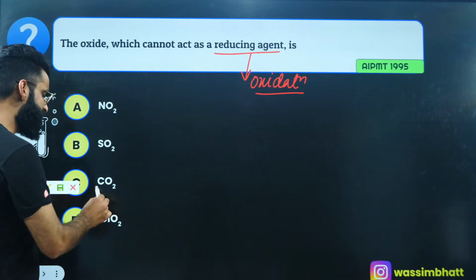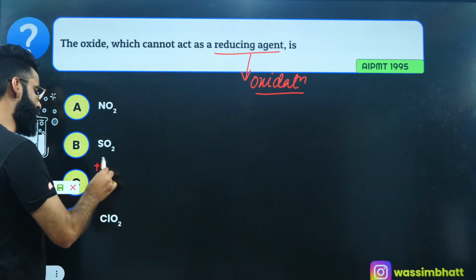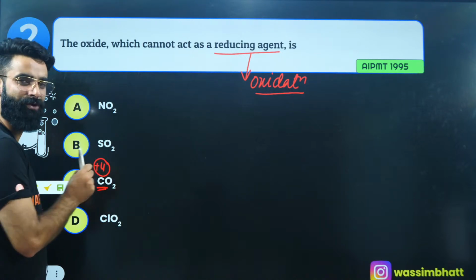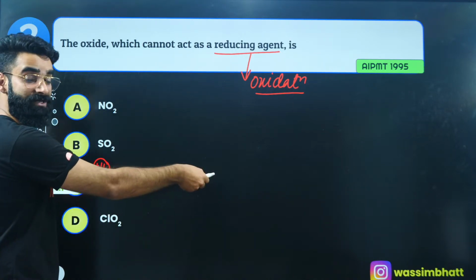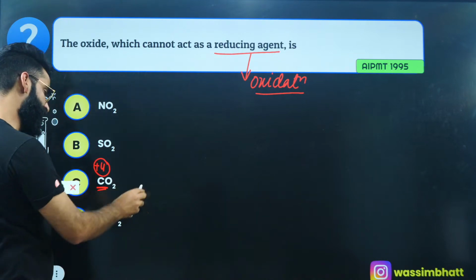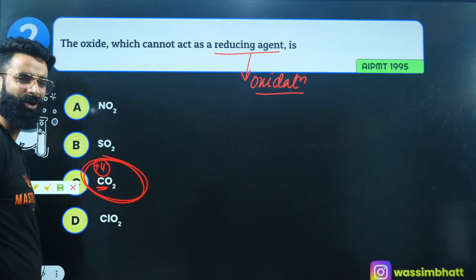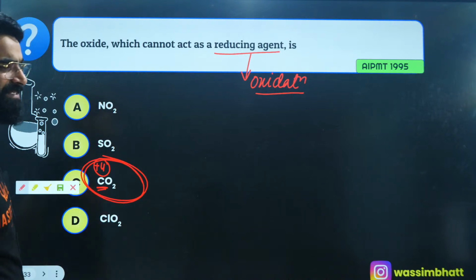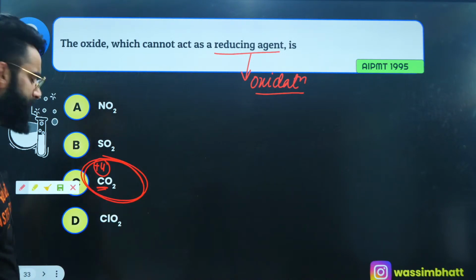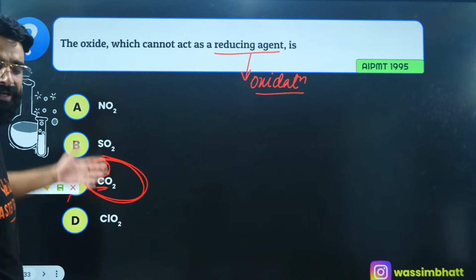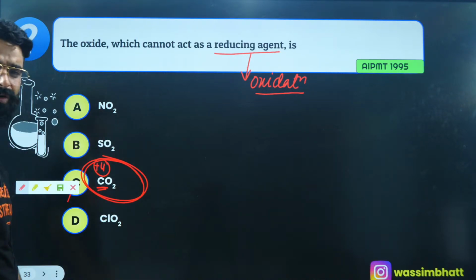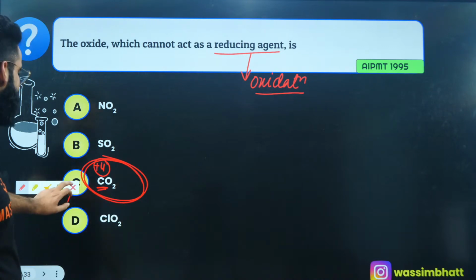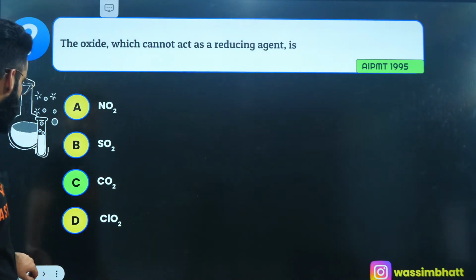See, guys, if you look at this carbon over here, its oxidation state is +4. So carbon in carbon dioxide is already present in its maximum oxidation state. It cannot increase its oxidation state. It won't get oxidized. If it is not getting oxidized, it cannot act as a reducing agent, right? So it cannot undergo oxidation, it cannot increase its oxidation state beyond +4. So carbon dioxide is going to be the answer of this question.